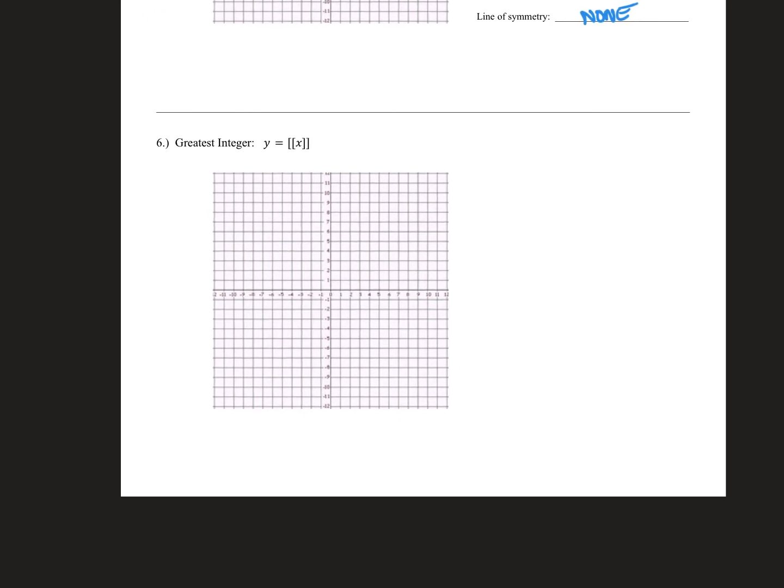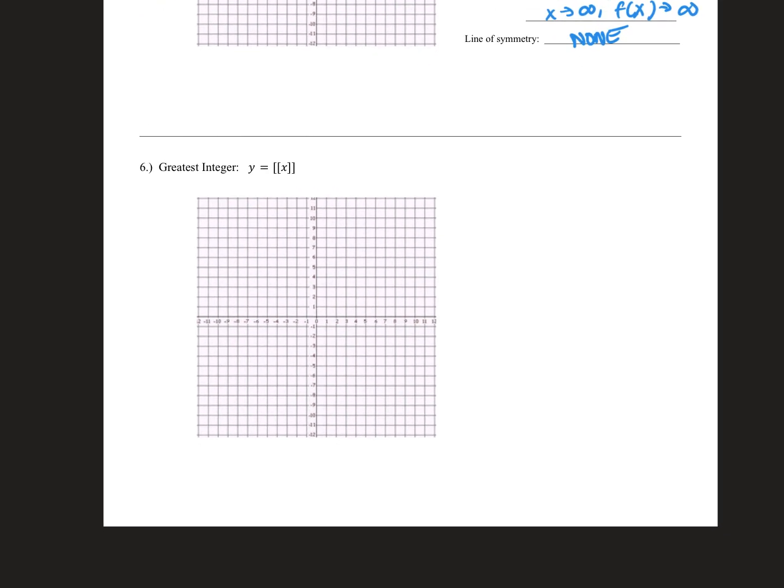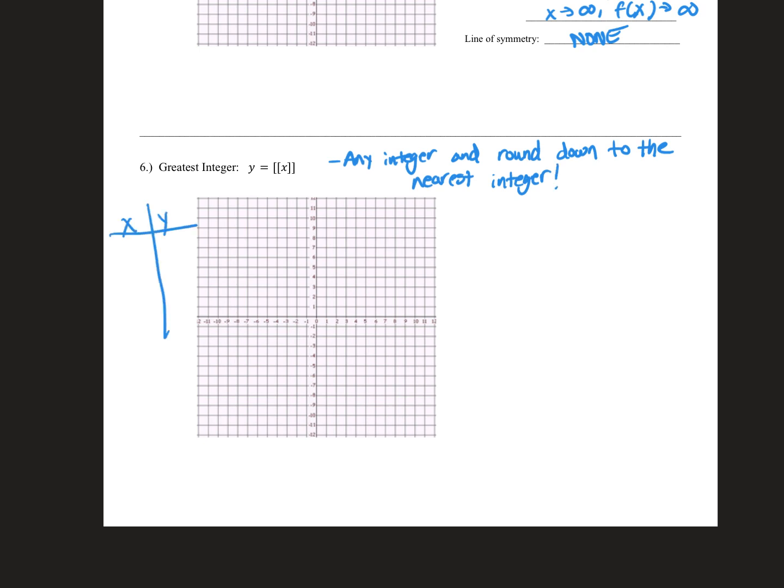All right, last one, greatest integer function. This is one you've probably never been exposed to before. Greatest integer simply means that we take any number and round down to the nearest integer. So, give you an example. Greatest integer of 0 is 0. All right, 0 rounds down to 0.